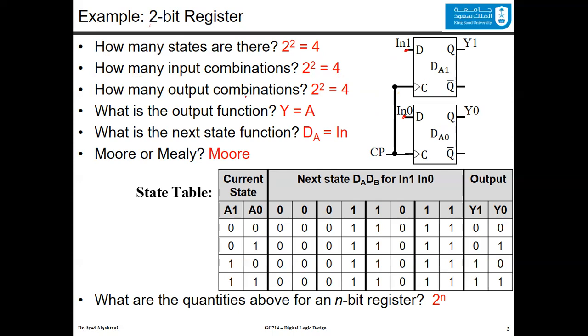How many output combinations? Same thing, but now we look at them from the output side. What is the output function? The function Y is equal to the value inside the flip-flops, which are A0 and A1. What is the next state function? The next state function is DA equal to the input. So DA1 will be equal to input 1, and DA0 will be equal to input 0.